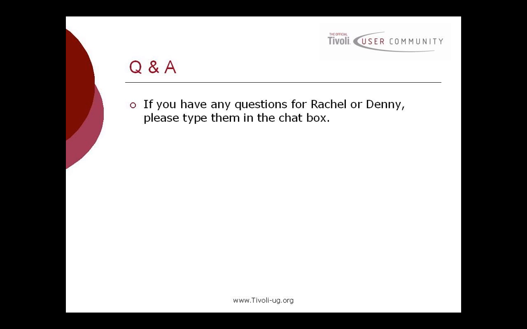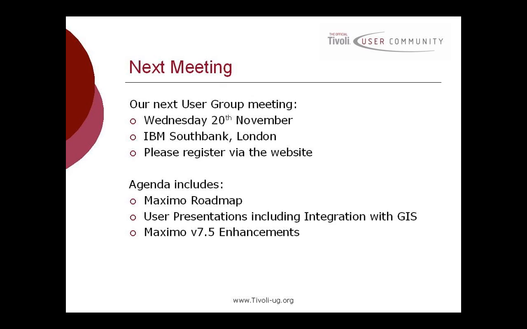I just wanted to take this opportunity to remind everybody about the next user group meeting, which is taking place on Wednesday, the 20th of November at IBM South Bank. If you're interested in coming along, then please register via the website so we know to expect you. We're still working up the exact agenda, but so far it looks like we'll have a presentation on the Maximo roadmap from IBM. We've got a few user presentations lined up, including one about integration of Maximo with GIS. And we'll also have a presentation on the enhancements that come with version 7.5 as well.